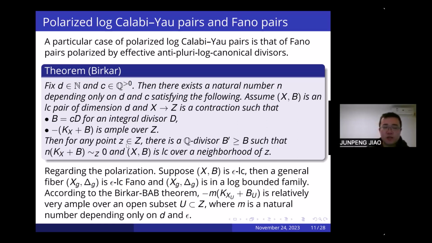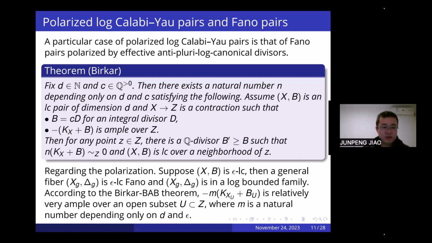Then for any closed point z in Z, there is a Q-divisor B prime greater or equal to B such that n(K_X plus B prime) is linearly equivalent to 0 over Z. This is not Q-linearly equivalent, it's linearly equivalent. And (X, B prime) is LC over a neighborhood of z. Oh, sorry, there is a typo. Here it should be B prime. This B prime is also called the complement of X, or the relative complement.